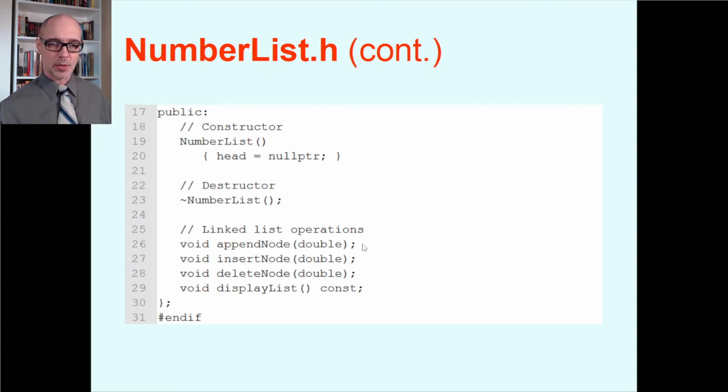Notice that append, insert, and delete all take in one double, and that would be one double value that you would like to store in your list, or in the case of delete node, to remove from the list, because that's the kind of thing that this particular list stores. And then display list will have to traverse the whole list just to print stuff out and see what's in there. All right, so let's dig into the details about this.